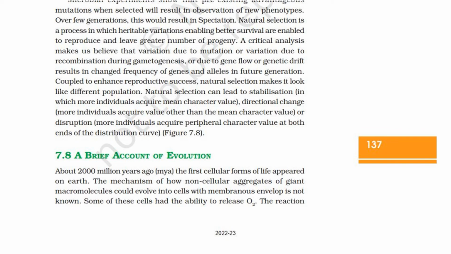Directional change, more individuals acquire value other than the mean character value, or disruption, more individuals acquire peripheral character value at both ends of the distribution curve.